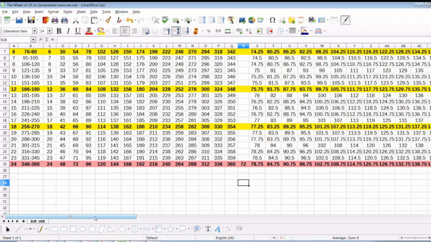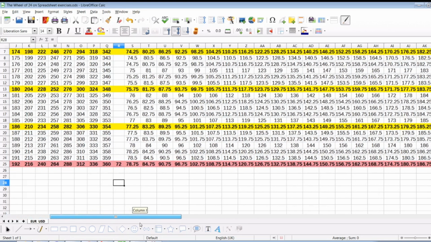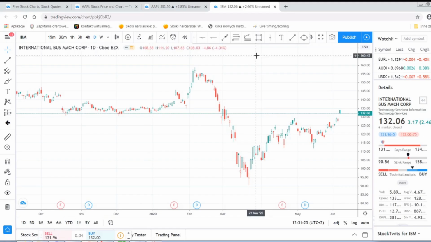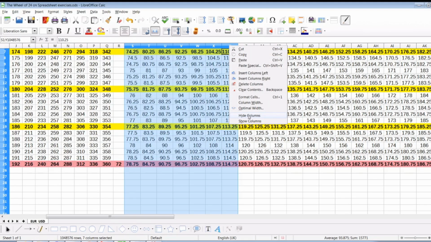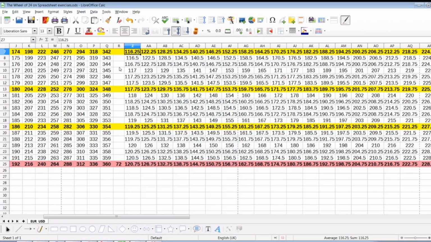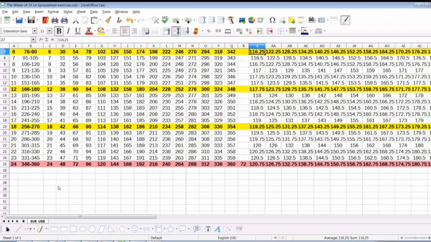This is our chart. Obviously, if at the moment you are working with, what's the price? The price of IBM at the moment is 132.06. So let's say this part you don't need at the moment, so you can hide it. Here we go. Hide columns. We are hidden. We start from 162. And we got now all the issue.